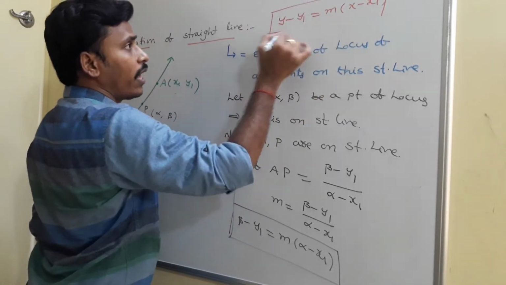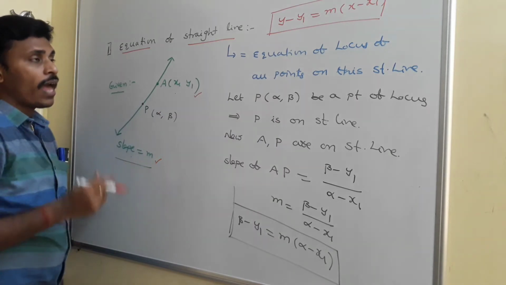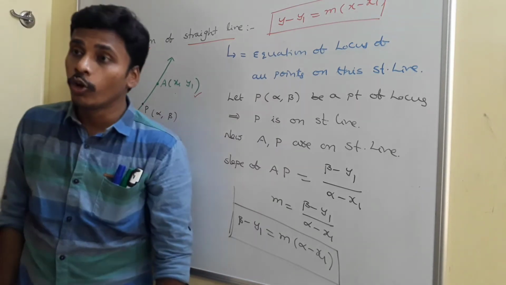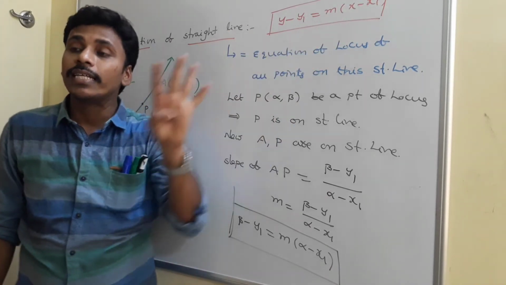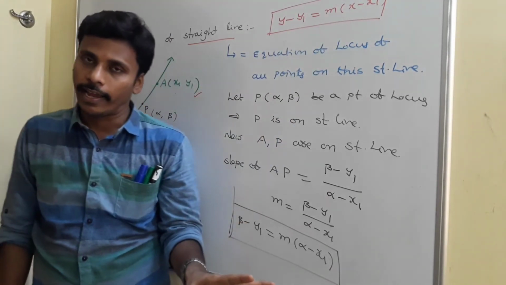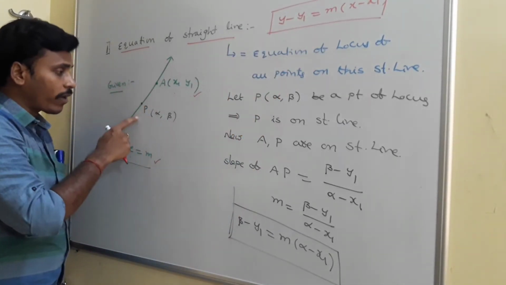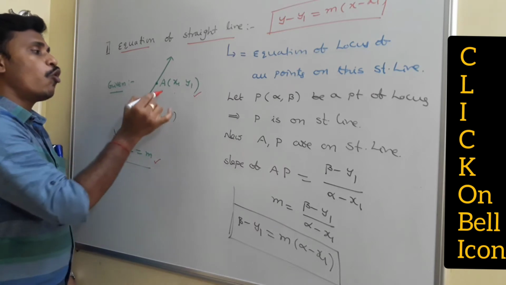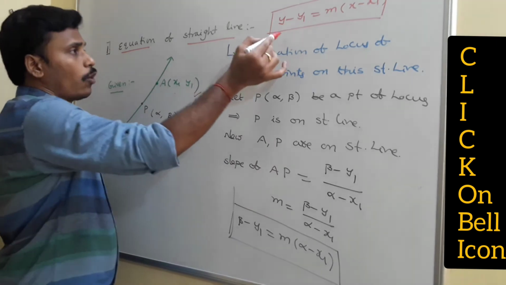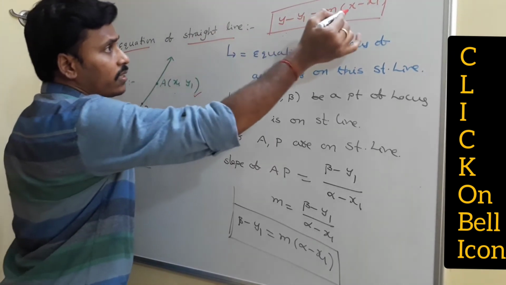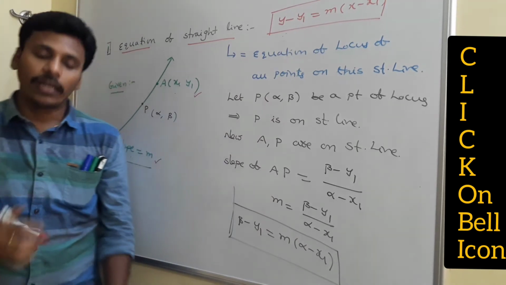This is the equation of the straight line if a point x1, y1 and slope m are given. Once again have a look at this. In this total discussion, x1, y1 is the given point on the straight line, keep in mind, whereas m is the slope of the straight line, that is also given. Both x1, y1 and m are given. Then this is the equation. In this equation, x and y represent any point on the straight line.